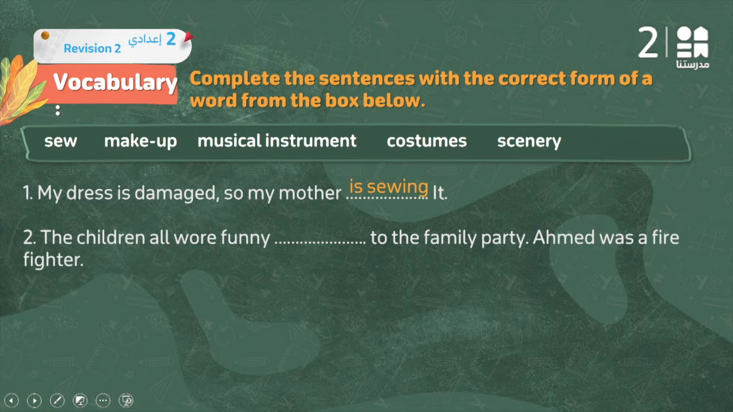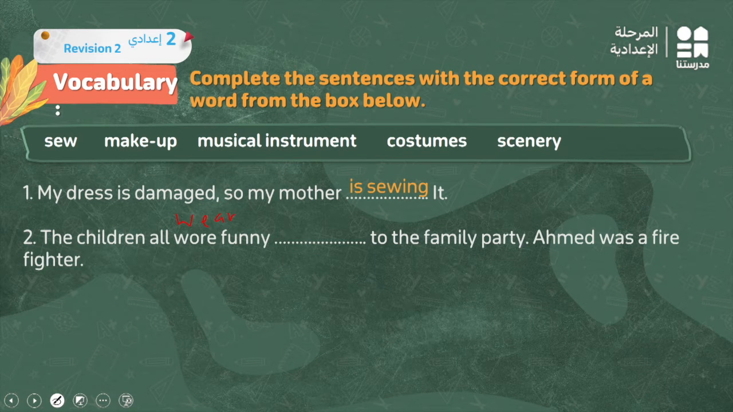The children all wore funny costumes to the family party. Ahmed was a firefighter. So here wore is the past simple tense of wear. Wear, W-E-A-R, means to put on clothes. The past simple form of it is wore, W-O-R-E. Okay? So the children all wore funny costumes to the family party. So what were they wearing? Of course, costumes, the theatrical outfits. And also the clue that helped us, the word firefighter. Okay?